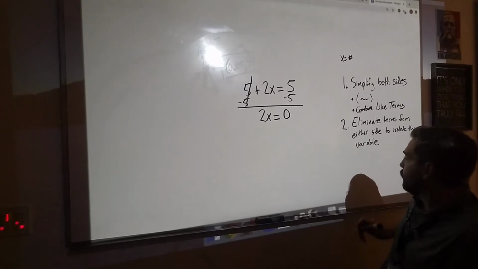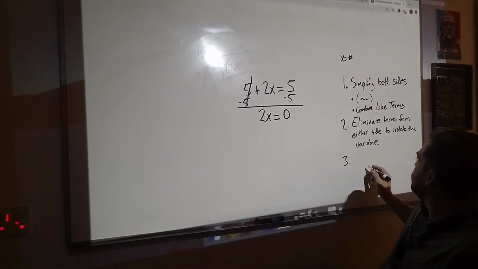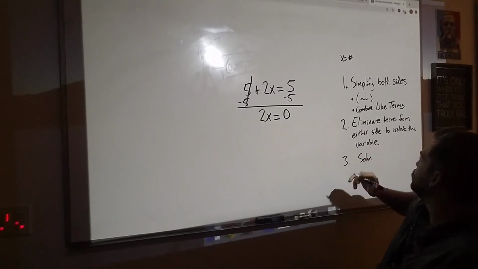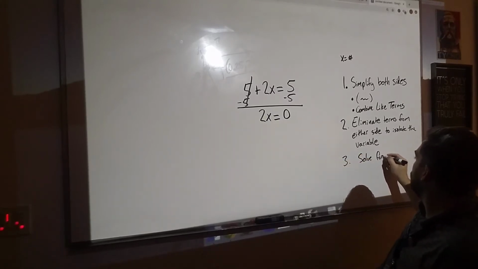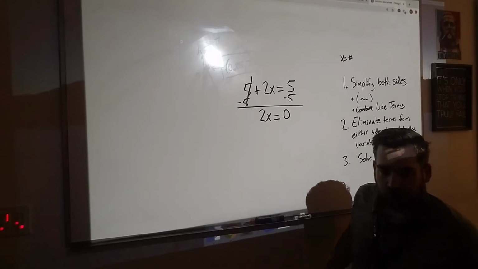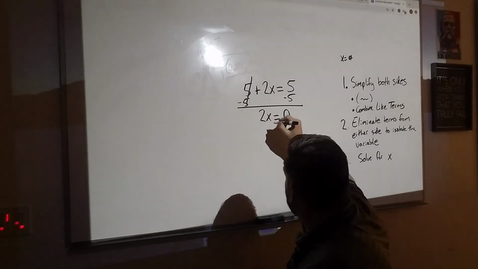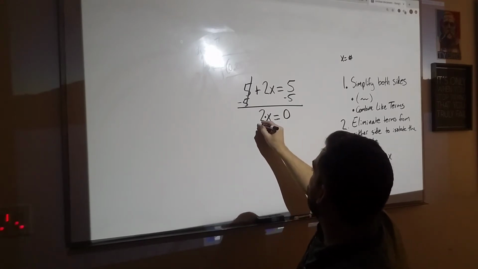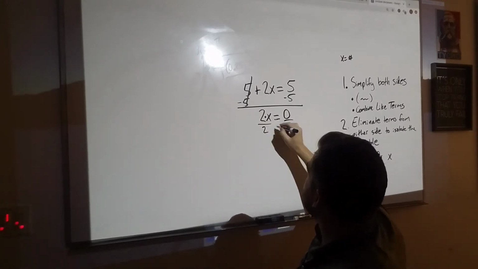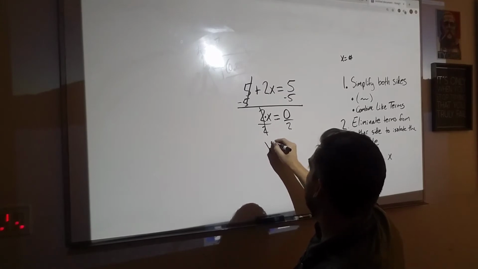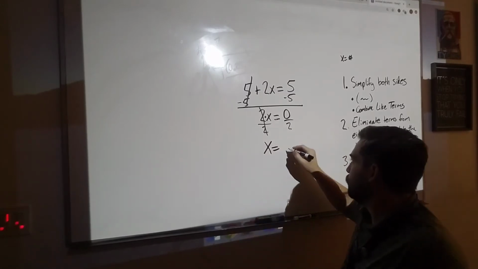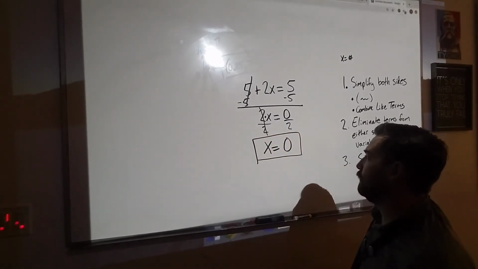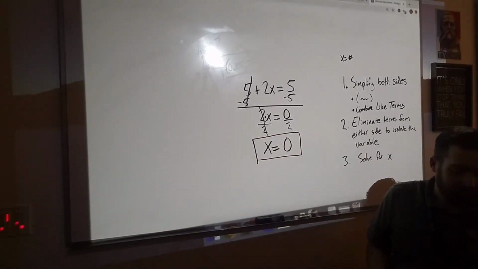Now, the next thing that we're going to want to do is solve for our variable. So I've isolated my x term. Now I want to get just one x by itself. Now, when you have a number next to a letter, that always implies multiplication, and the way we undo multiplication is division. 2 divided by 2 is 1x equals 0 divided by 2 is just 0. So the solution to this equation right here is x equals 0.